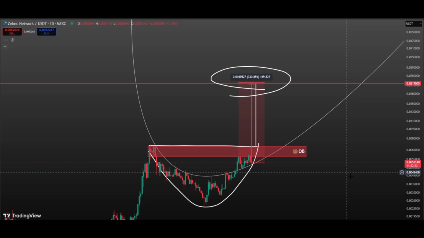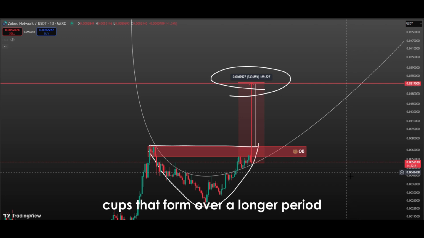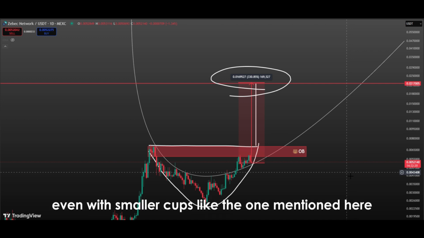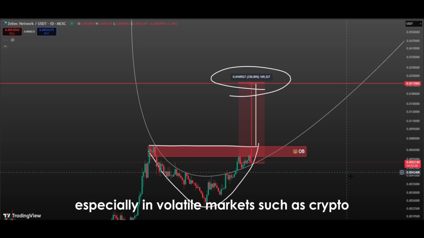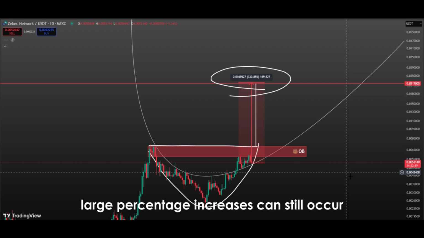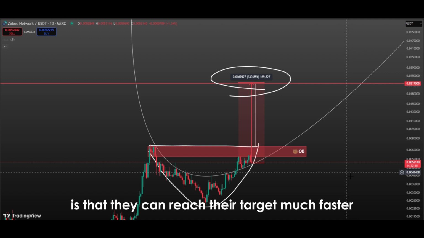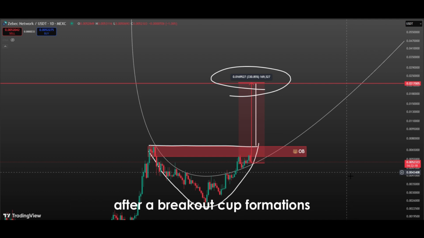Another important detail to note in cup formations is the time it takes for the formation to develop. Cups that form over a longer period generally produce stronger and more sustainable moves. However, even with smaller cups like the one mentioned here, especially in volatile markets such as crypto, large percentage increases can still occur. The advantage of small cups is that they can reach their target much faster after a breakout.